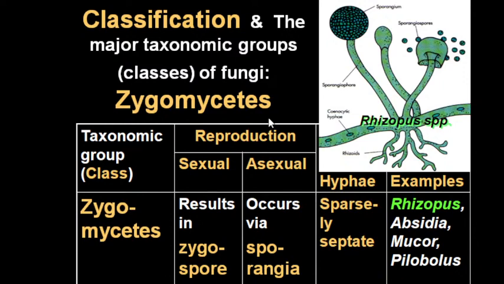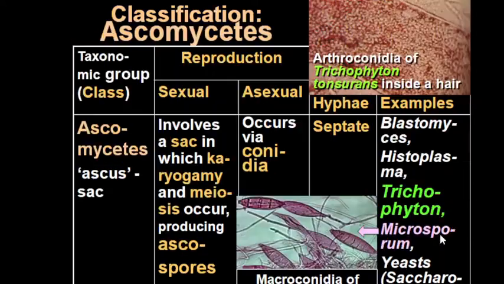Okay, so the first group is Zygomycetes, and they have both ways of reproduction, sexual and asexual. Sexual means with the help of meiosis, and asexual without meiosis, right? And so they result in zygospores development, and the asexual way is formation of spores through sporangia. It means in sac-like structures. Hyphae are usually not septated, sometimes septated, and here we may see Rhizopus, and sometimes Mucor may cause disease.